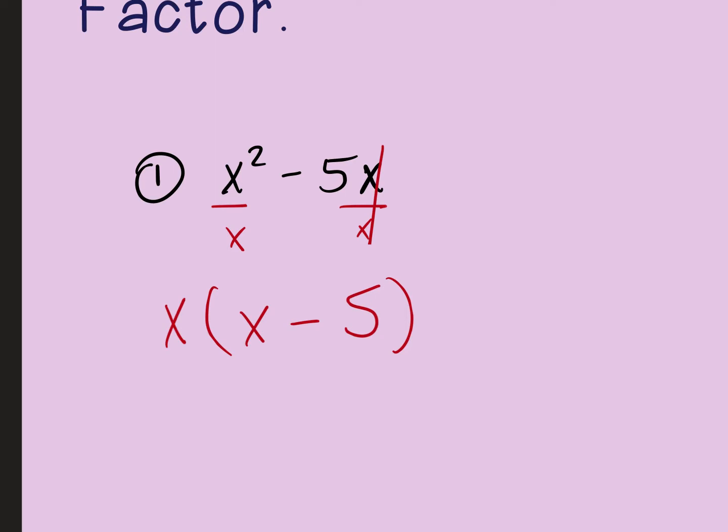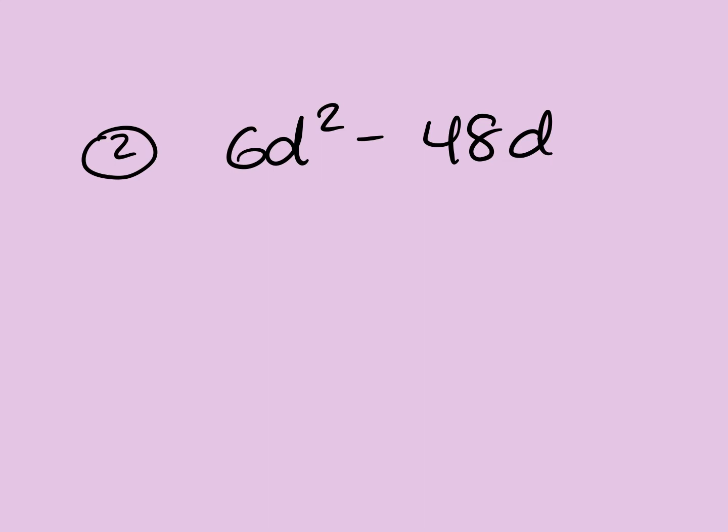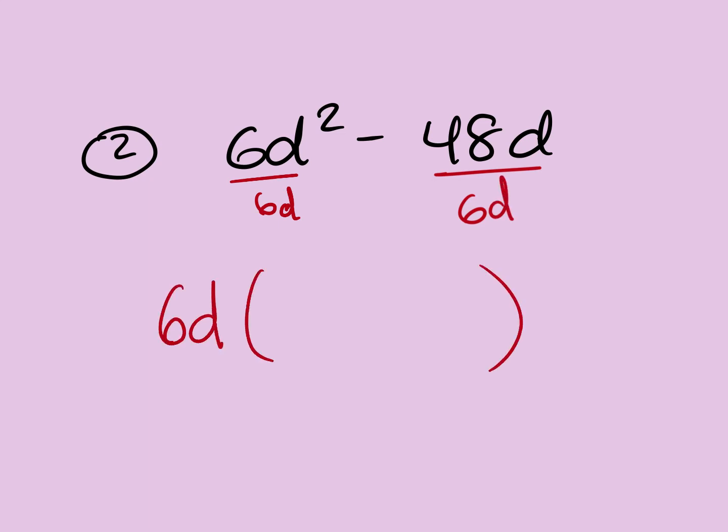All right, let's look at number 2. Looking at my coefficients, what do I have in common between 6 and 48? What goes into both 6 and 48? 6. So I can divide both of these by 6. And then looking at the variables, how many d's can I take out? Just 1. So I can divide them both by d also. So 6d is going to go to the outside. And then I divide to see what's left on the inside.